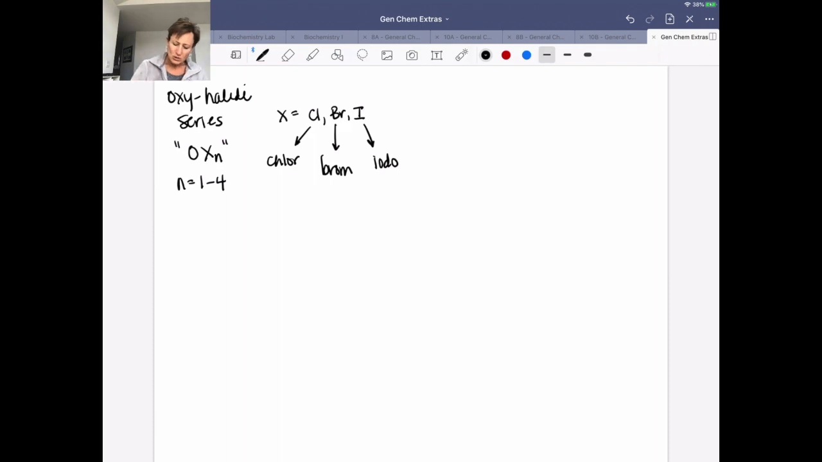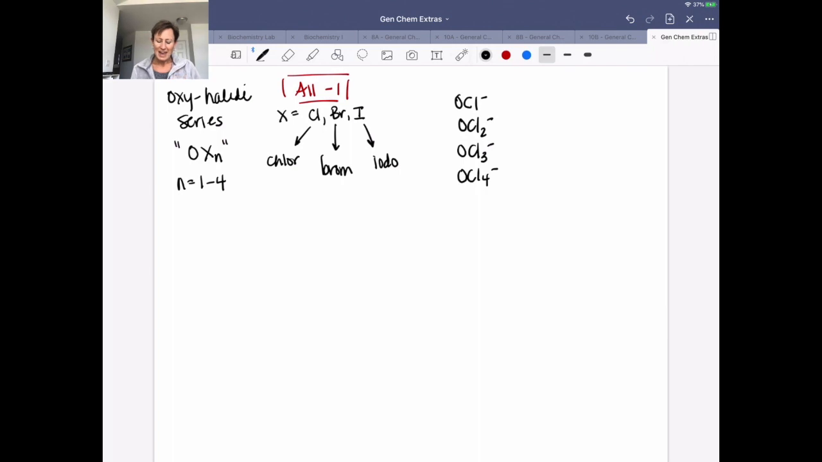Okay, so let's go through this. I'm going to highlight too that these are all -1 ions. So that's a common feature that we have here. They're all going to be -1 no matter how many halogens we have. So let's walk through with our oxygen chlorine series. So we're going to have OCl, OCl2, OCl3, and then OCl4. So they're all -1 anions, but we need to think about how we name them.